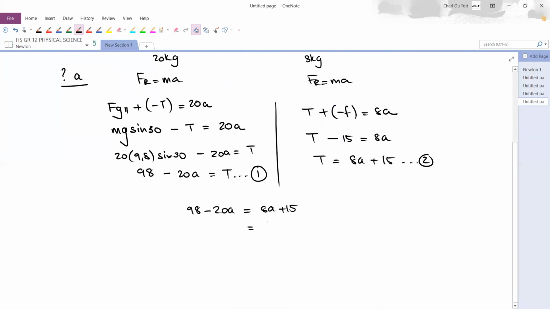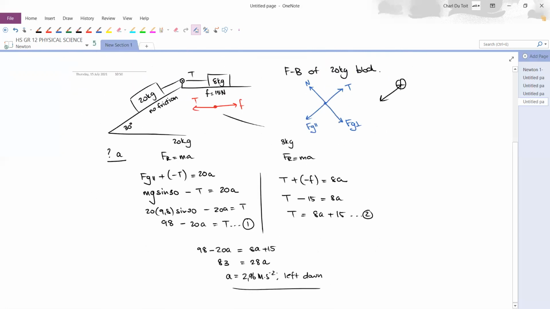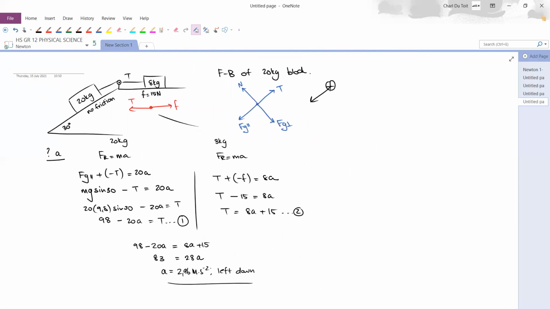And then I have everything to the right. 28a is 98 minus 15. That is 83. No, it is 83. 98 minus 15, 83. Yeah, I don't know why I couldn't do that in my head. And that's 2,96 meters per second squared, left down, or towards the left, or down slope, or whatever. That's the acceleration of the system.